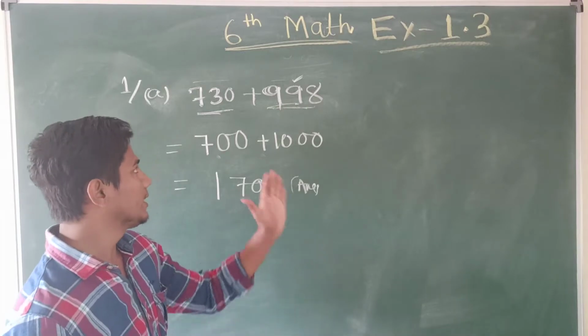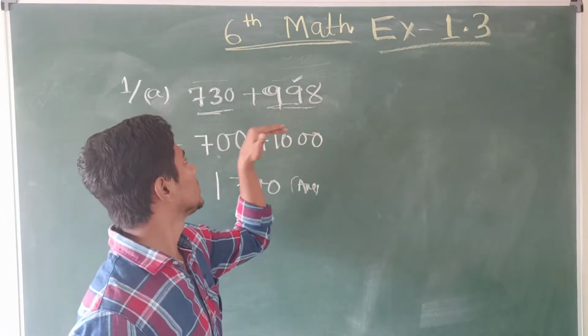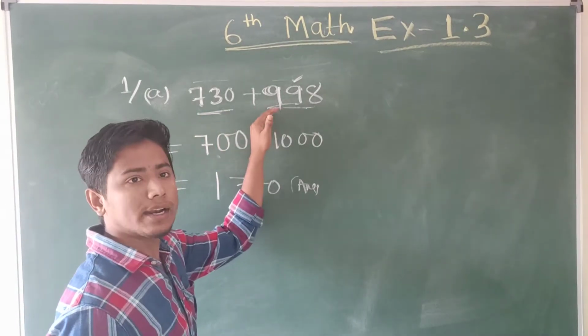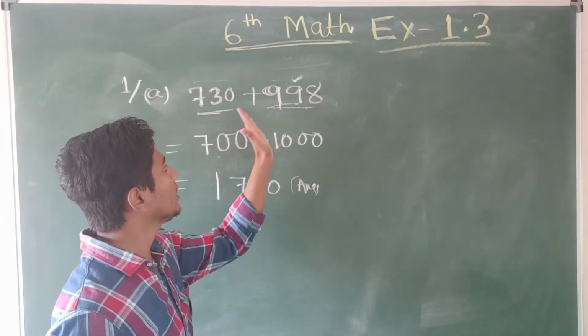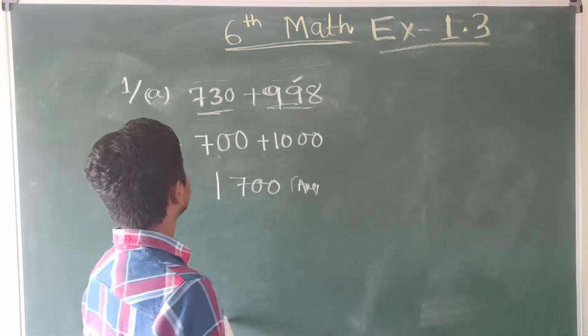Understood? So here how did I round the numbers? According to the numbers. Here these two are three-digit numbers. So I rounded the numbers to the 100 place.